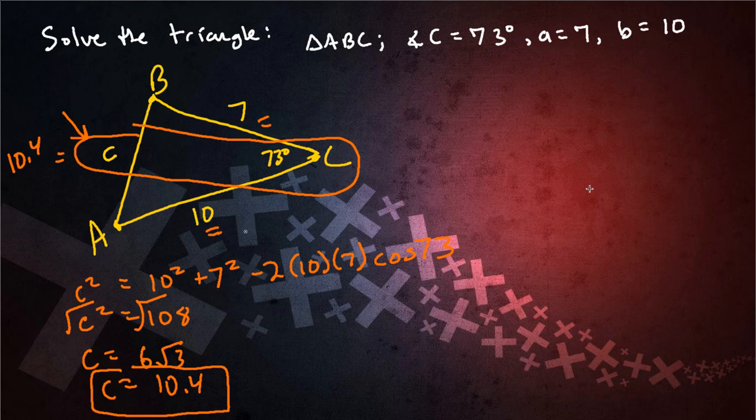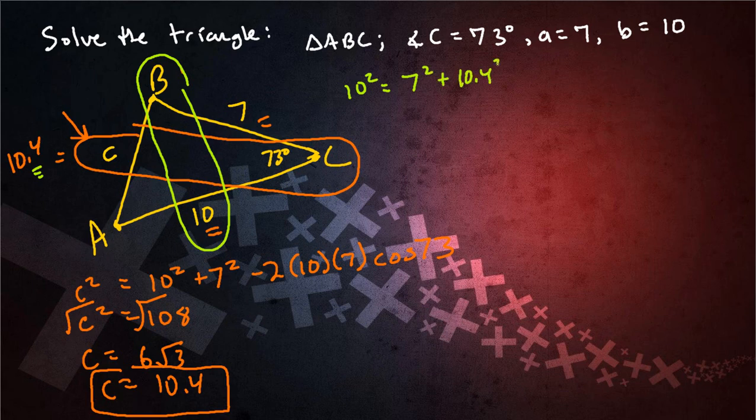So now I do have enough information that I could use the law of sines if I wanted to get B and to get A. In this case, I am just going to use the law of cosines again, except this time I'm going to use B. So I'm using this one, and I'll do it in a different color, I suppose. So right here, these are across from each other, which means this 10.4 I'm actually going to use. So I'm going to have 10 squared equals 7 squared plus 10.4 squared minus 2 times 7 times 10.4 cosine B.